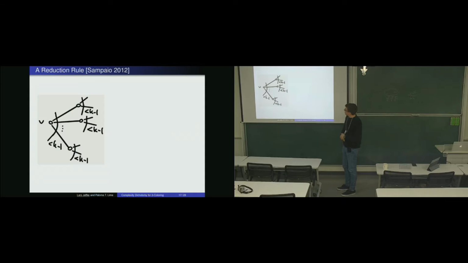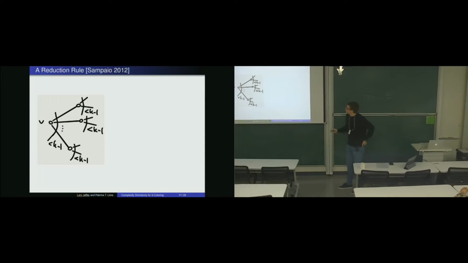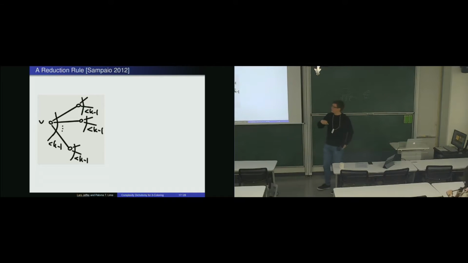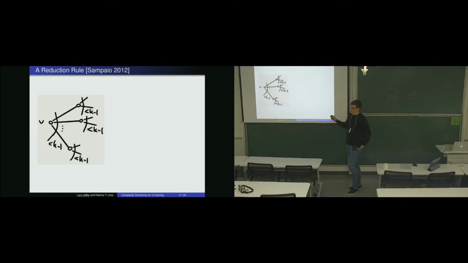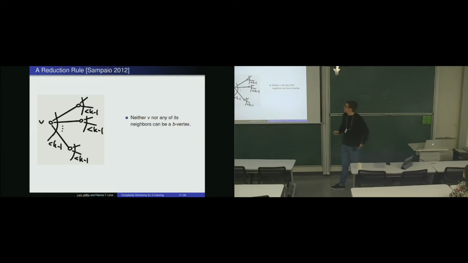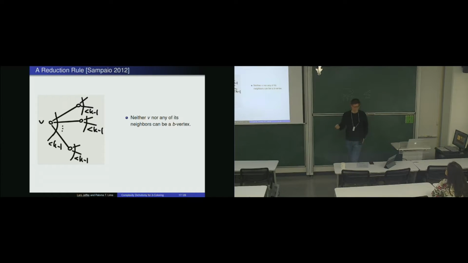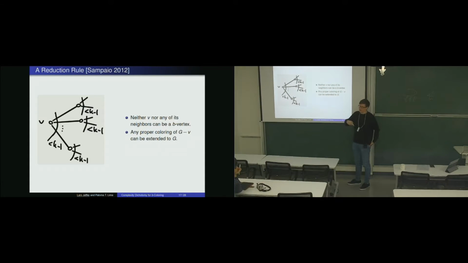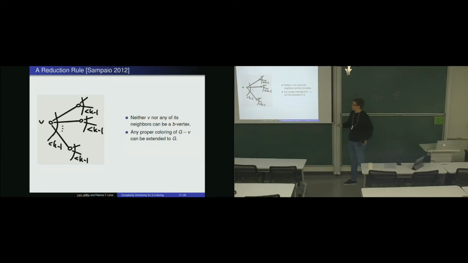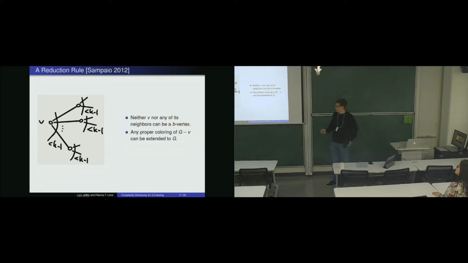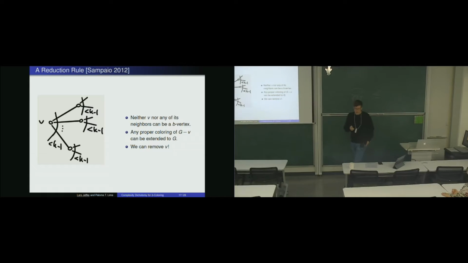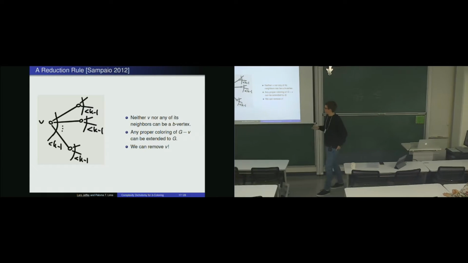Okay, so first of all, we apply the following reduction rule. Suppose we have a vertex v that has degree strictly less than k minus 1. Also, all its neighbors have degree strictly less than k minus 1. Then we know that neither v nor any of its neighbors can be a B vertex. We also know that if we have a proper coloring of G minus v, then we can extend it to a proper coloring of G, because there's always some color available. So this means that we can simply remove this vertex v. And I will tell you in a bit why this is helpful.